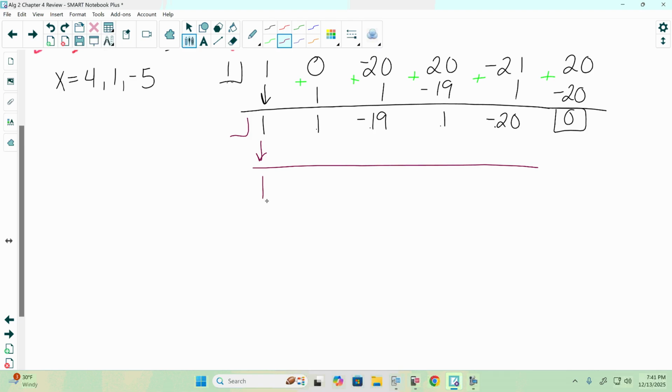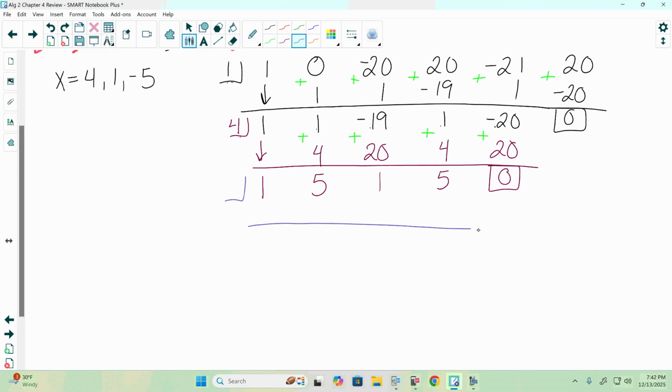Now I would just go on and take the next number 4 and do this again. 4 times 1 is 4. 1 plus 4 is 5. 4 times 5 is 20. Negative 19 plus 20 is 1. 4 times 1 is 4. 1 plus 4 is 5. 4 times 5 is positive 20, and our negative 20 plus 20 is indeed 0. Just what we wanted.